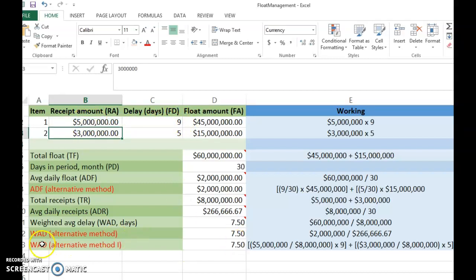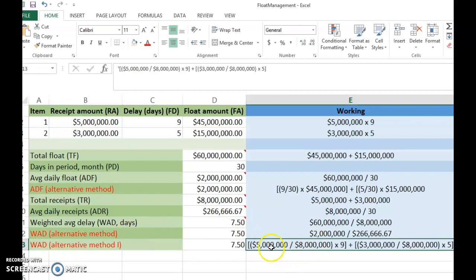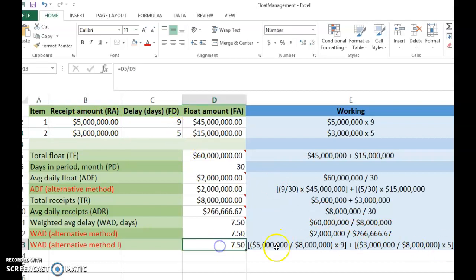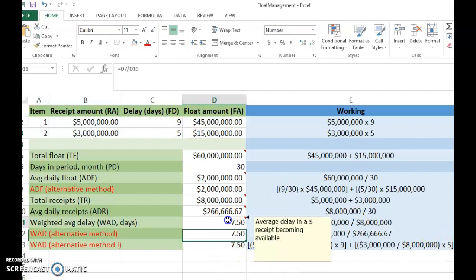Alright, the third alternative method is this. You weight this by the amount. This is 5 million out of 8 million in total, multiplied by 9, plus 3 million out of a total of 8 million multiplied by 5 days. So you will get the same answer, 7.5 days. These are all in units of days. So this is an application of the formula that we have seen earlier.